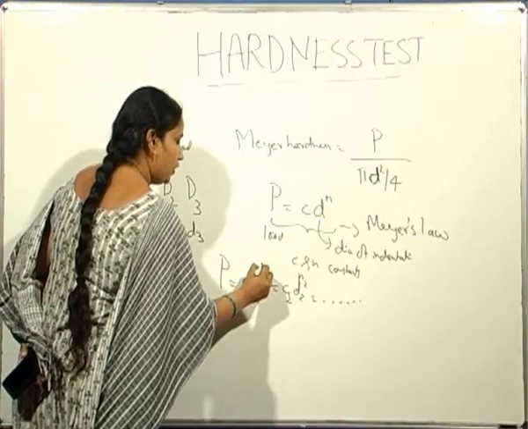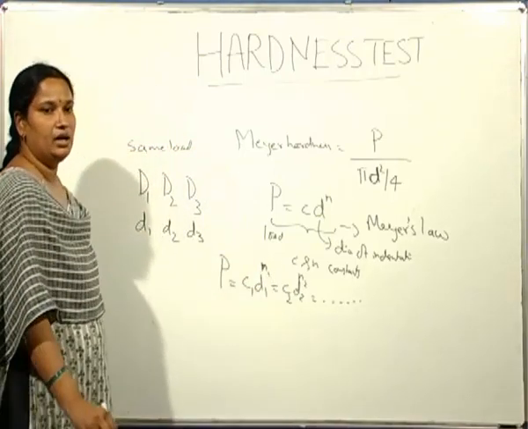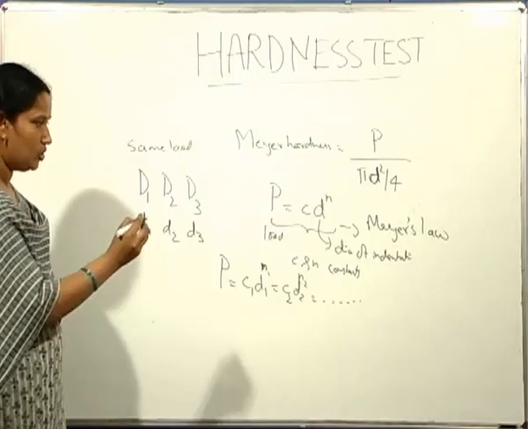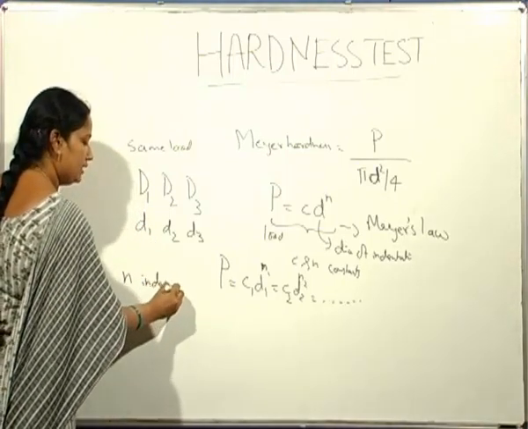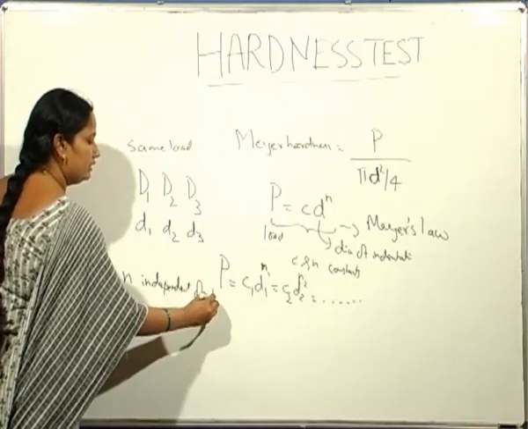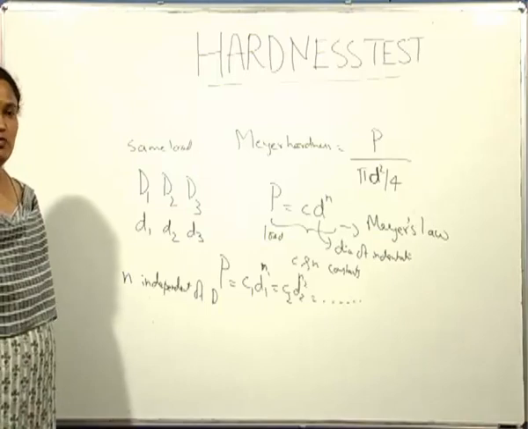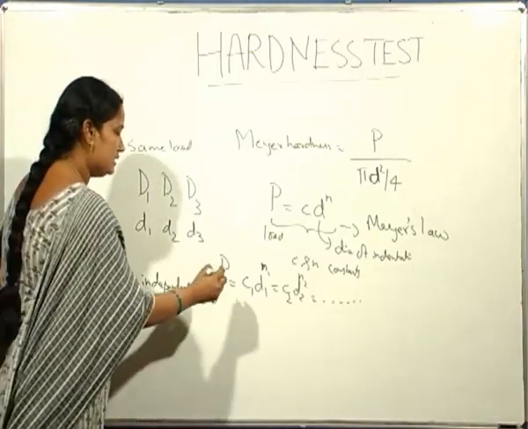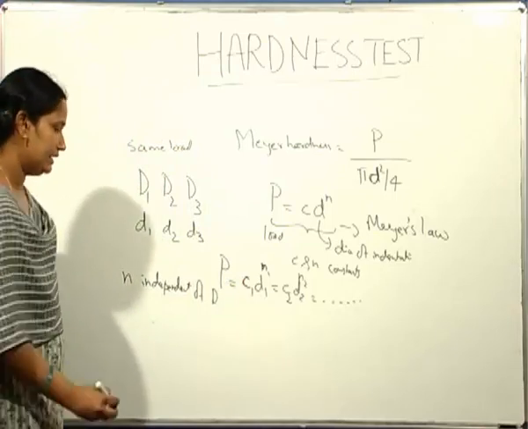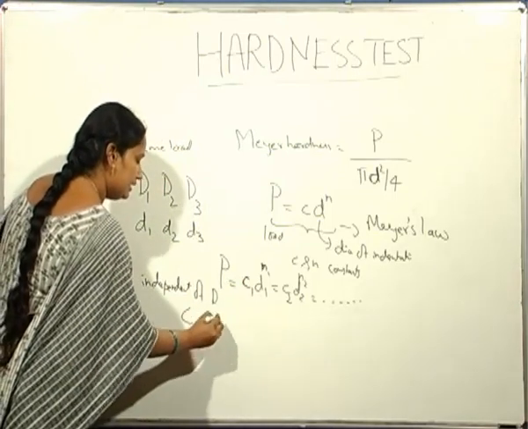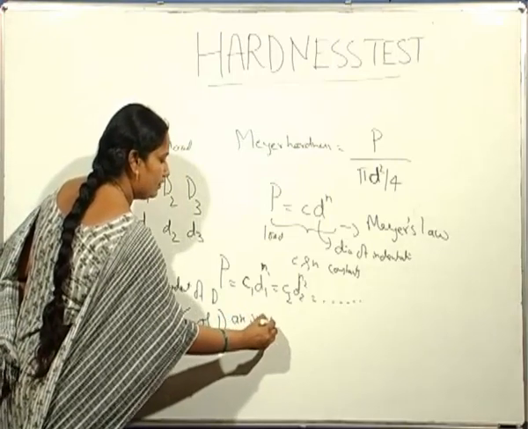So Meyer has found experimentally that n does not depend upon the indenter. The constant n is independent of the diameter of the indenter, which is capital D. But C and D are inversely related. C and D, the diameter of the indenter, are inversely related.